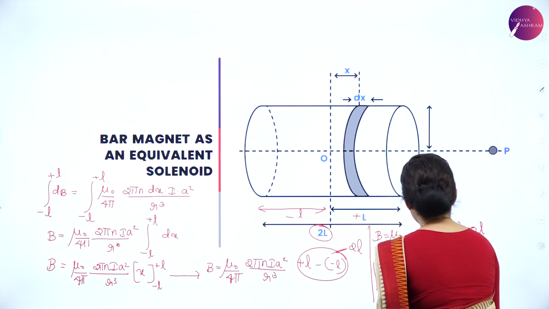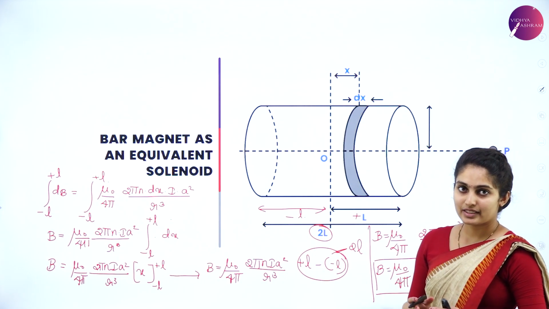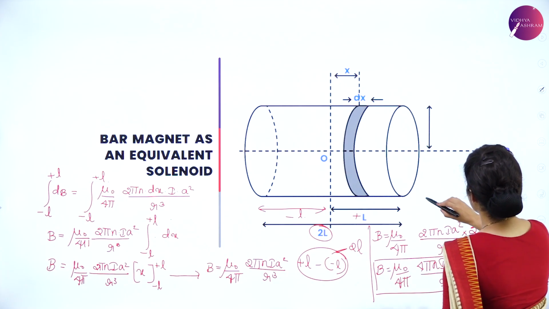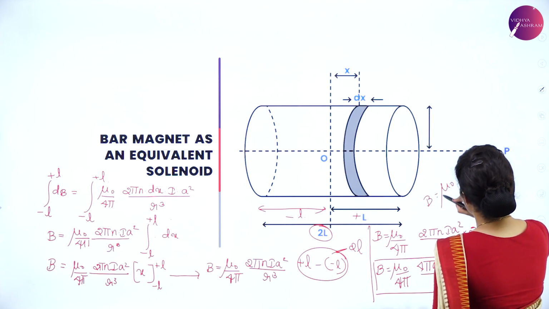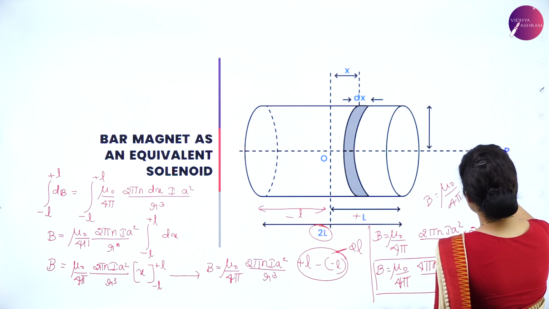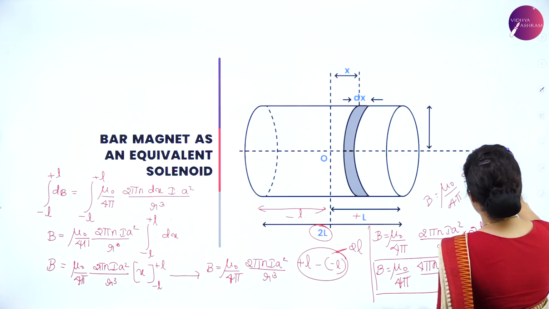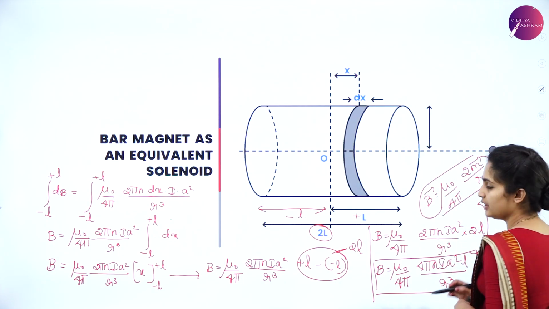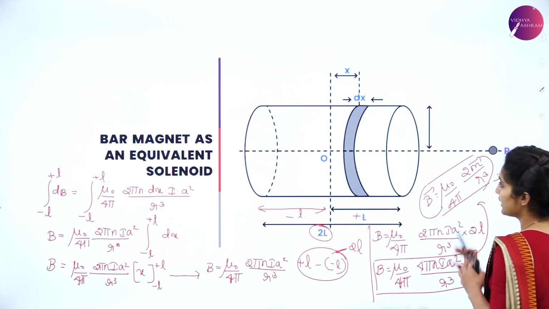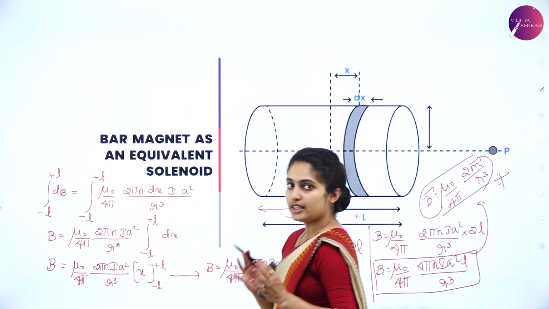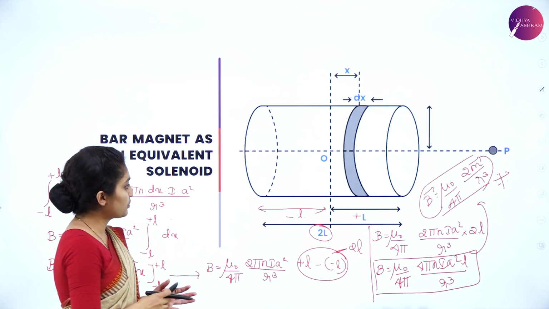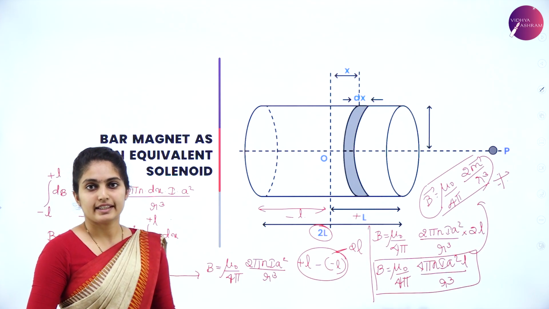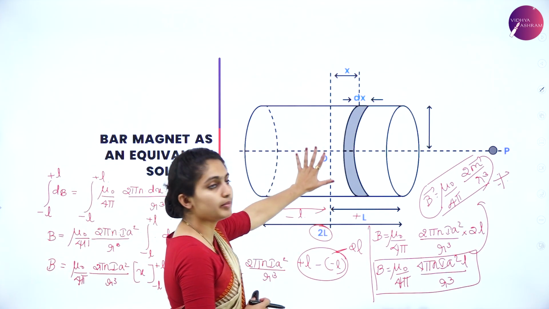With respect to these components and the magnetic dipole moment, the complete equation finally turns out to be B is equal to mu naught by 4 pi times 2m divided by r cube. This is the dipole moment. So this is the final expression and one of the important concepts. By this we get to know that the bar magnet acts as an equivalent solenoid. So first get this set of equations, and then finally integrate like this, having this as the main concept.